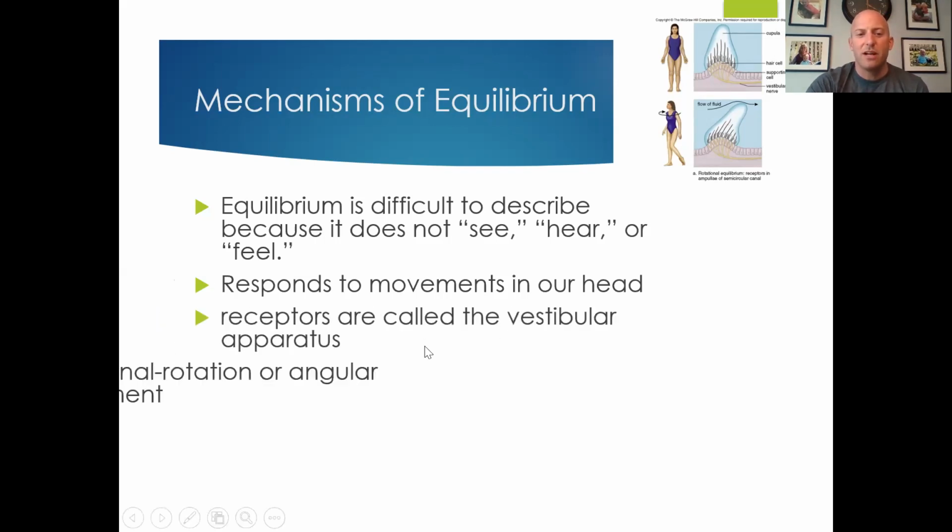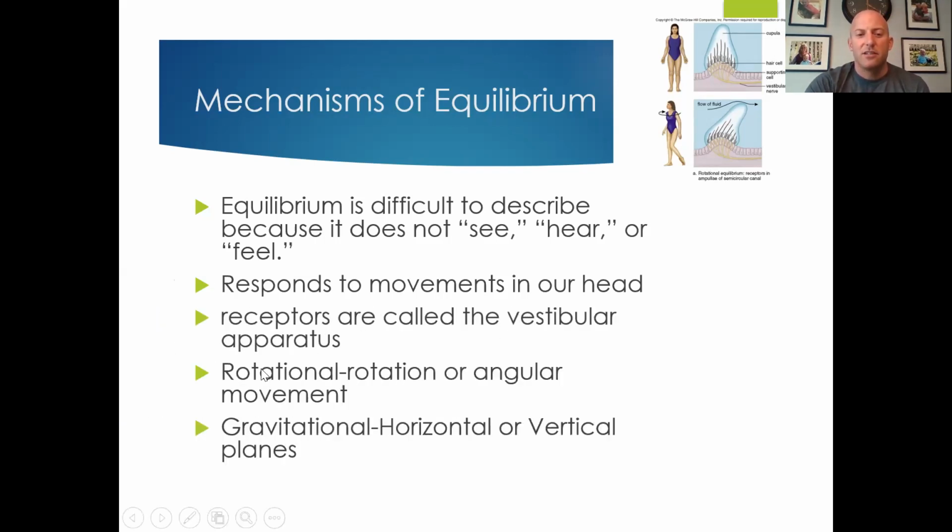These are in the vestibular apparatus and the rotational and the gravitational. Okay, so there's different ways to describe this. The rotational is when we get the rotating or angular movement, and then gravitational is the vertical and horizontal.